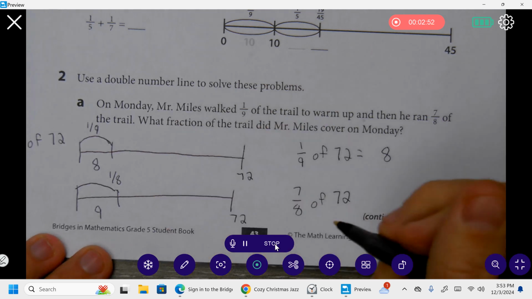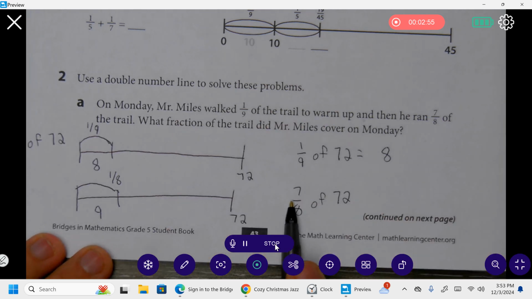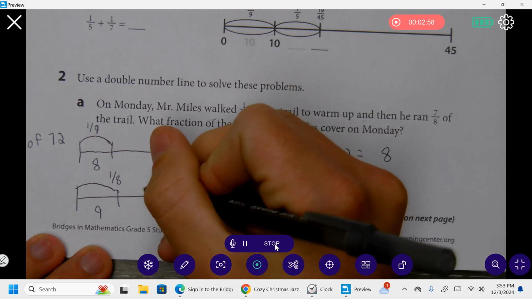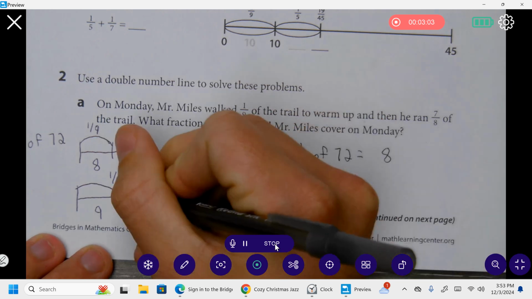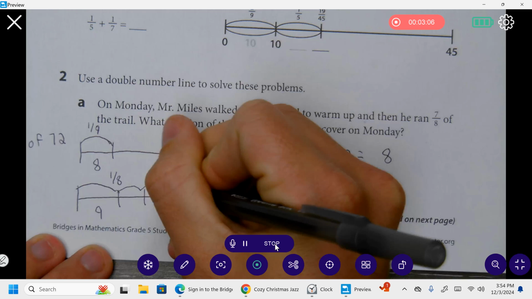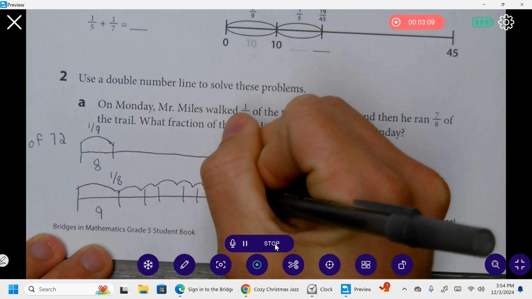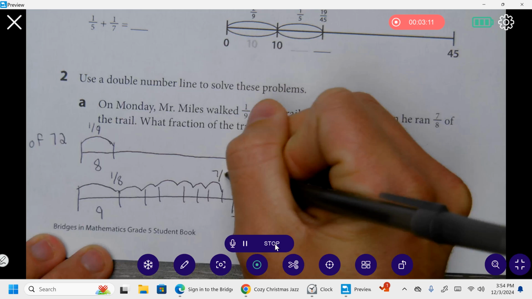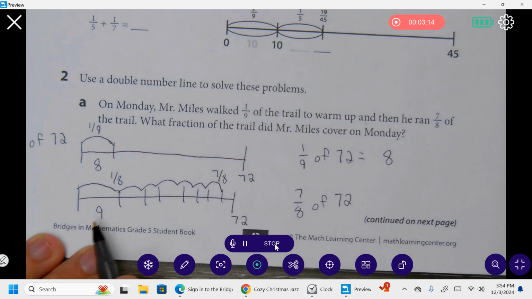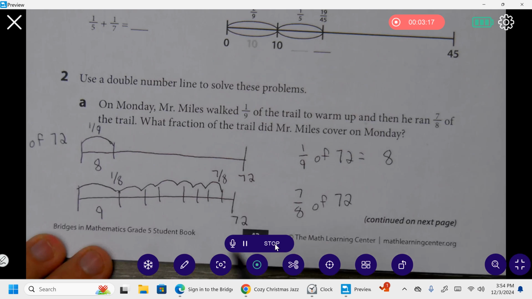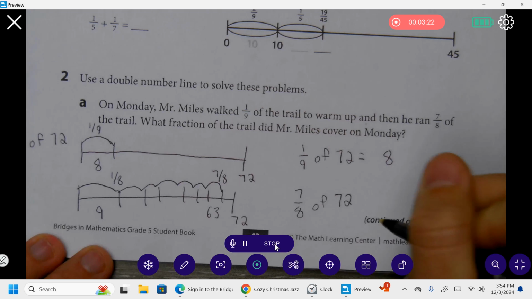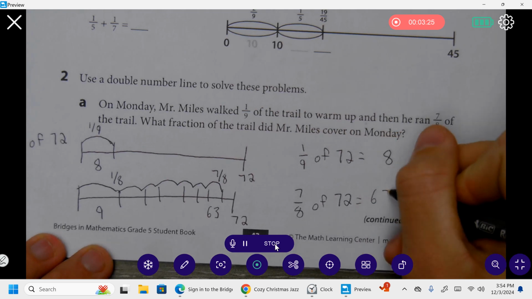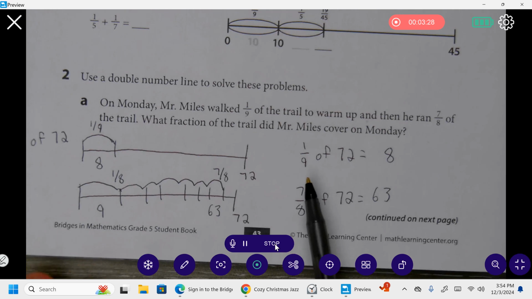So we're trying to figure out not what 1/8 is, we're trying to figure out what 7/8 is. One, two, three, 4, 5, 6, 7/8. So if 1/8 was 9, we will multiply that by 7. So 9 times 7 is going to get us 63. Alright, so now we know what 1/9 of the trail is, and we know what 7/8 of the trail is.